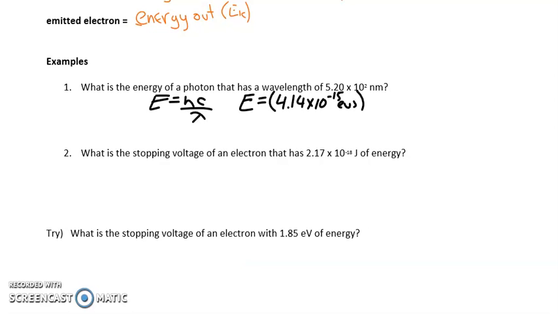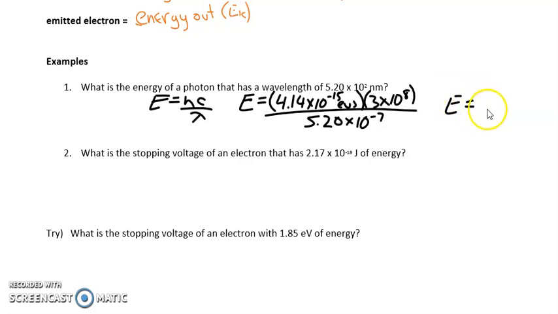You don't need to memorize it, for h, for Planck's constant. We've got 3 times 10 to the 8 as the speed of light. Divide that by the 5.20 times 10 to the negative 7 meters. And when you calculate all that out, you should wind up with 2.4 electron volts of energy.